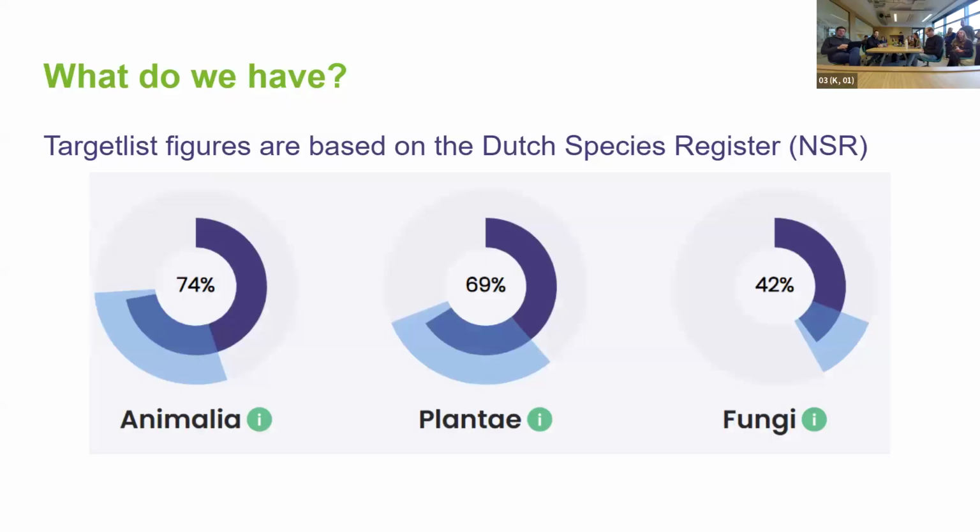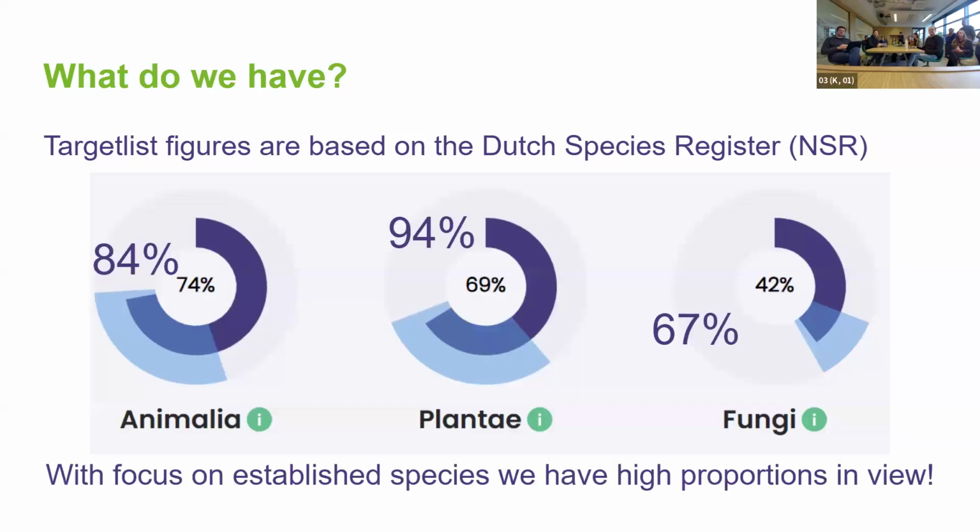So these are the current numbers when you go to the target list of the different taxa. This is all based on the Dutch species register, everything which is registered there, but it also includes many species, for instance, that are exotic or not really native or established. If you go one further, here you see the percentages if we would zoom into the established species and also include some data sources that we're not yet able to really connect.